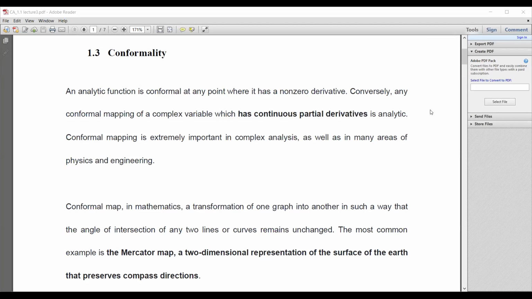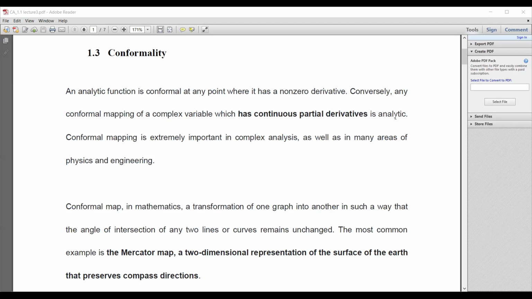In this lecture, I will be describing two major topics. One is conformal mapping and another one is linear transformation. So let's start with conformal. An analytic function is conformal at any point where it has a non-zero derivative. Conversely, any conformal mapping of a complex variable which has continuous partial derivatives is analytic.